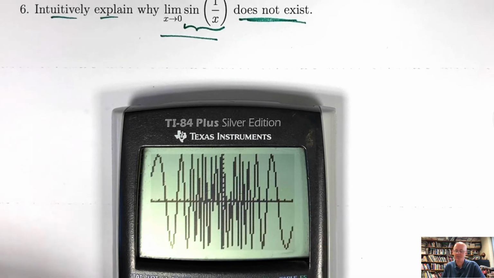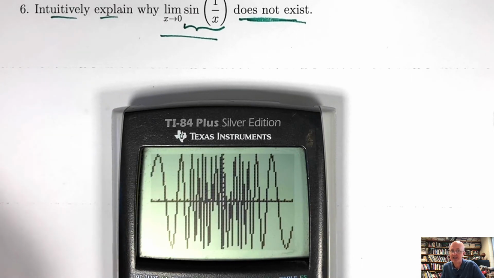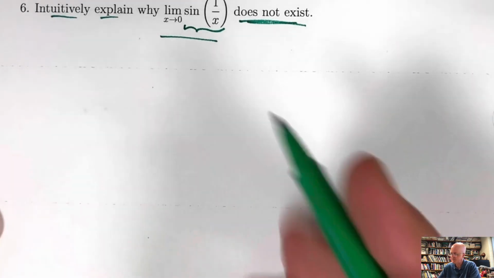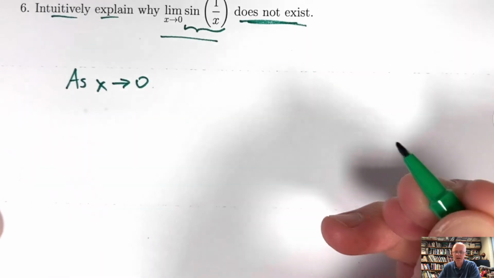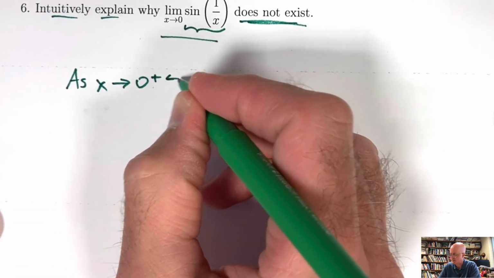Technically speaking, on any tiny interval near 0, no matter how small, the graph actually oscillates in reality infinitely often. Whoa, does that blow your mind? Infinitely often. But why? Why would that happen? As x approaches 0, let's just say from the right, just to keep it simple.